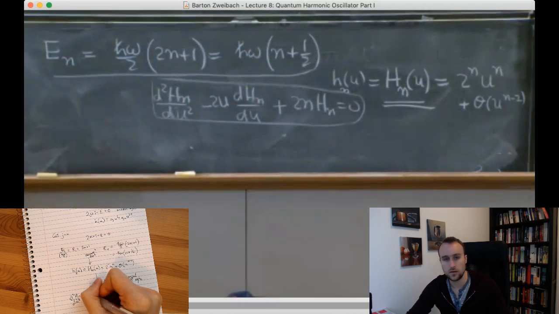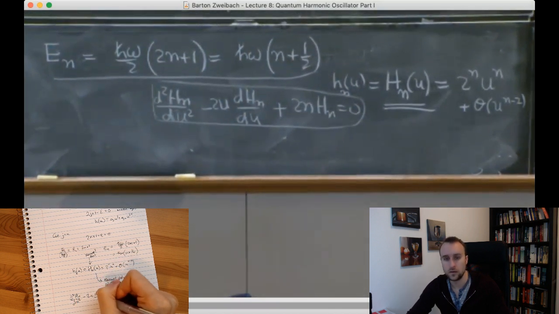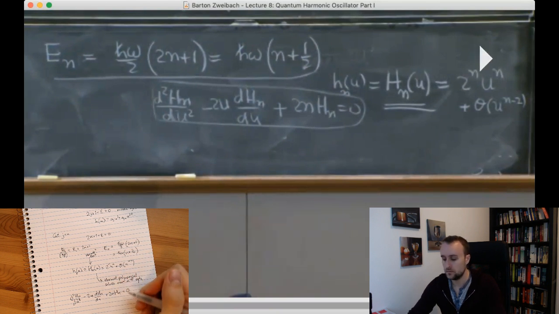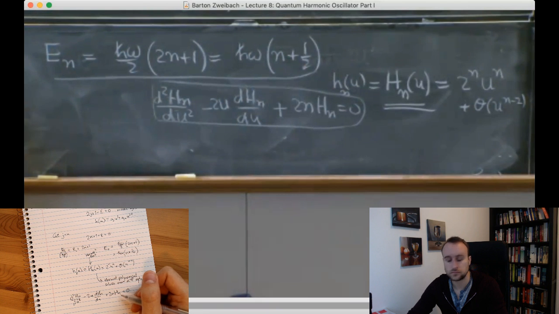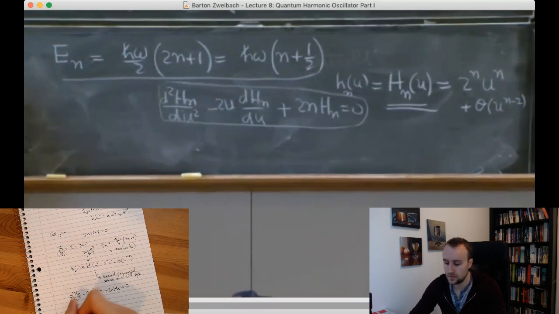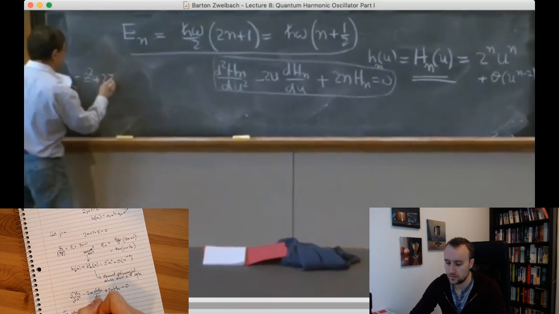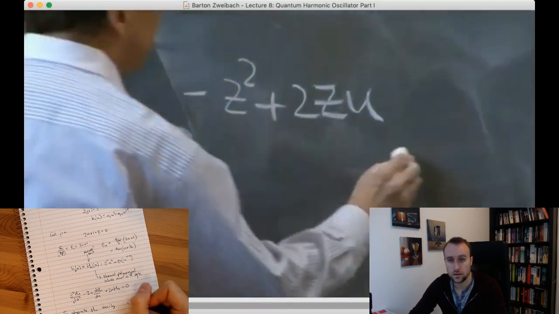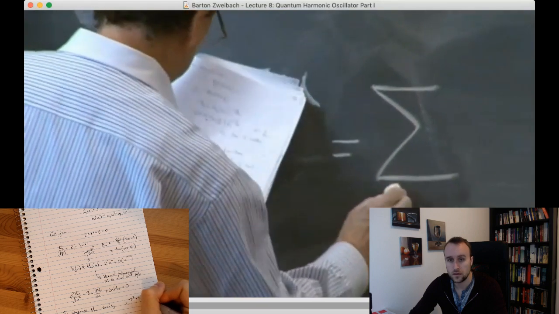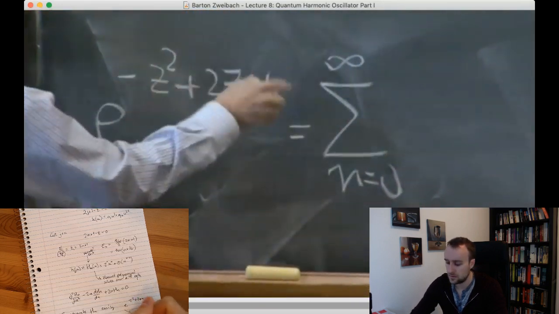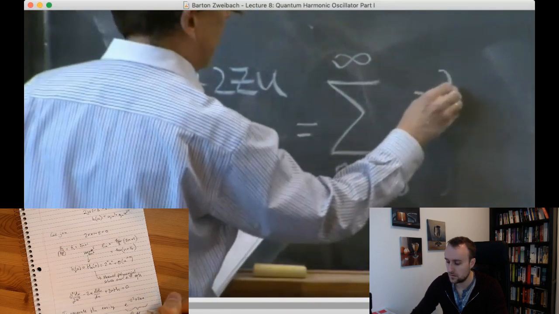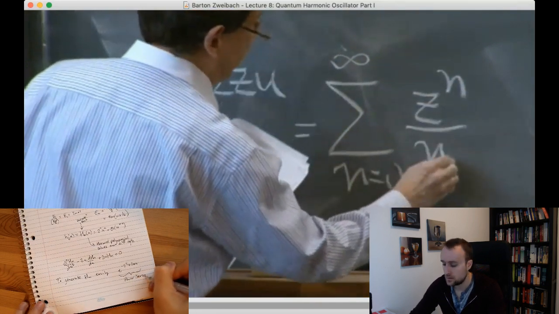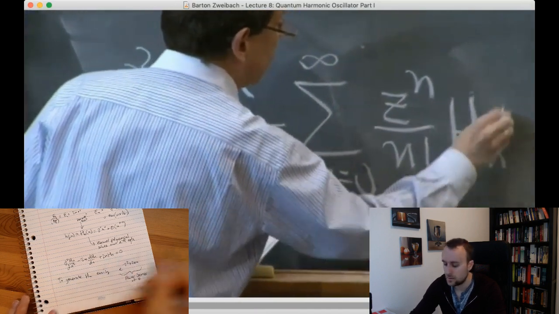An interesting thing to know, actually, if you want to generate the Hermite polynomials efficiently, there's something called the generating function. E to the minus z squared plus 2zu, if you expand it in a power series of z, it gives you a sum from n equals 0 to infinity. Since it's a power series of z, it will be z to the n's. You can put a factor here, and here is the Hn of u.